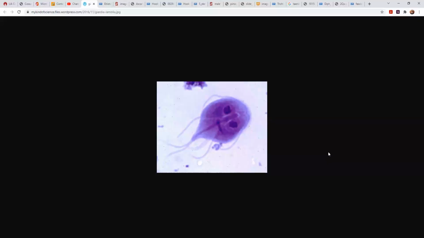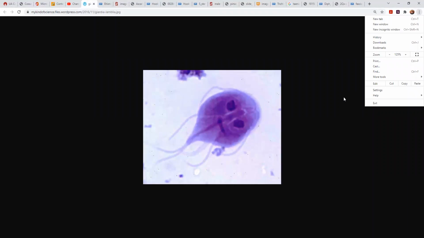In this video, I'm going to do a walkthrough of Lab 22, which takes a look at our intestinal parasites. So we're going to look at some protozoans and then turn our attention to some parasitic worms and helminths. So this first image I have here is a protozoan parasite.